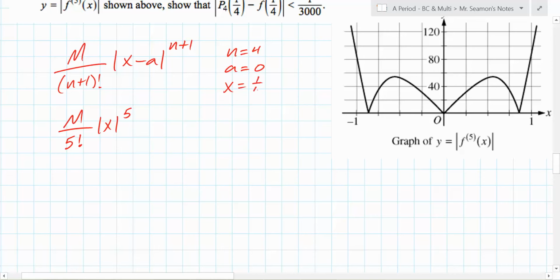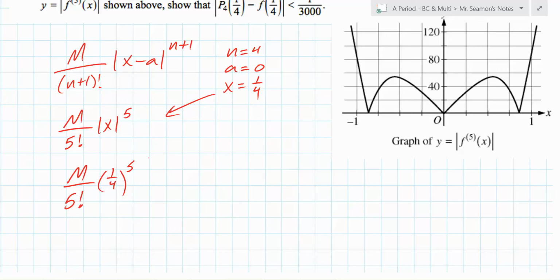X is equal to 1/4. So we plug that in, and what do we have here? M over 5 factorial, and we can get rid of the absolute value now, right? 1/4 to the 5th. We've done 50% of this problem already without actually having to calculate anything. This is just a test of the comprehension of the concept. Now, the other 50% is needed.